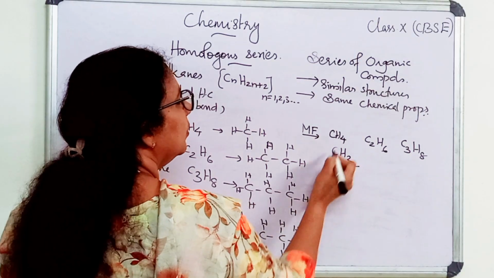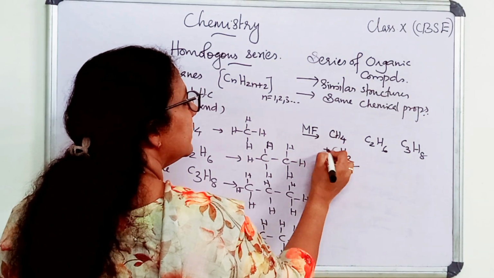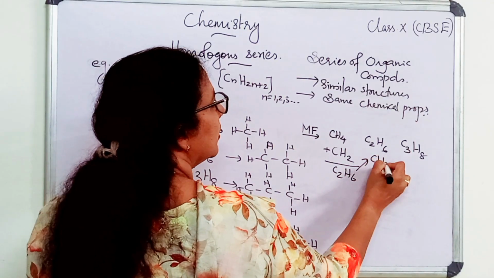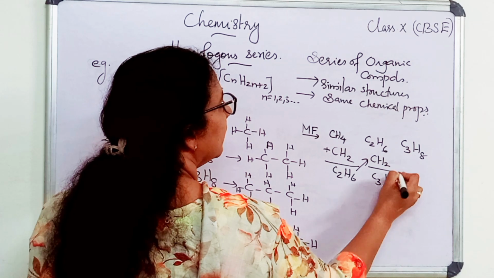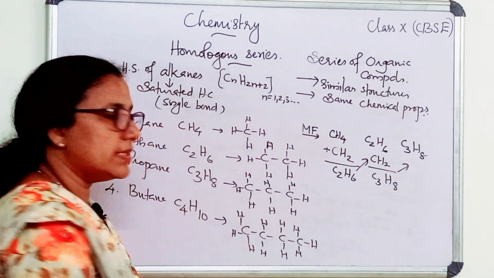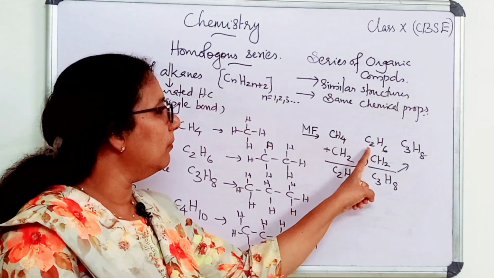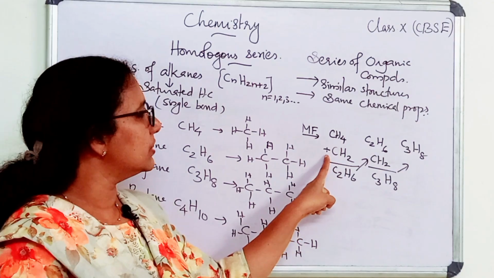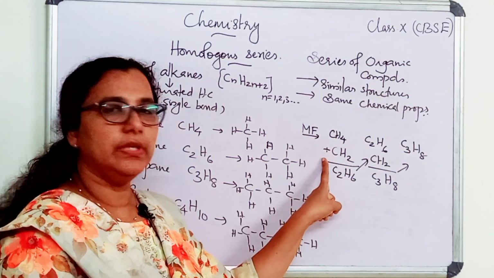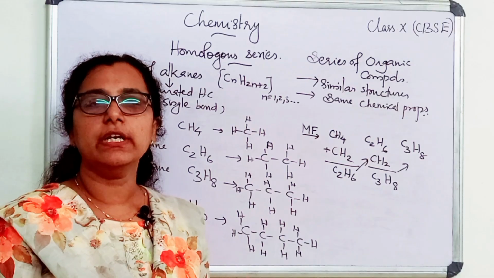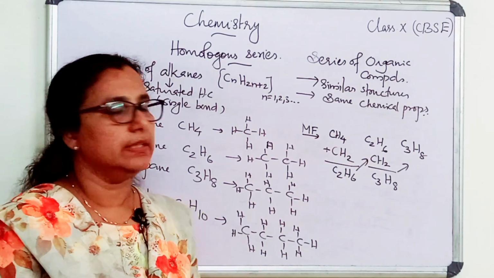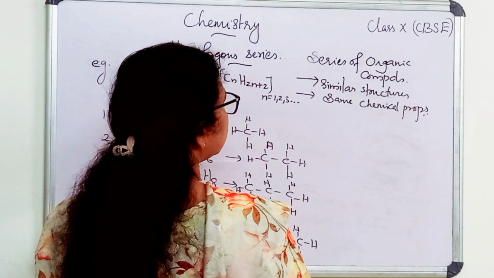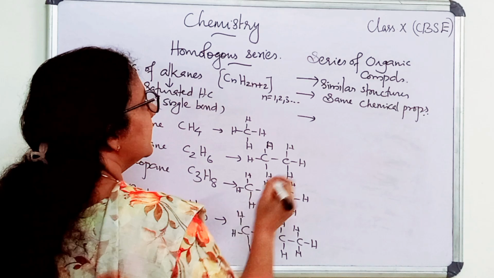If you add CH2 to the first compound, we will get C2H6. So that is the second compound. If you add CH2 to the second compound, we will get the third compound. So likewise, we will get all the compounds. That is the molecular formula difference between the successive members, a CH2 group difference. So that is another characteristic feature of a homologous series.